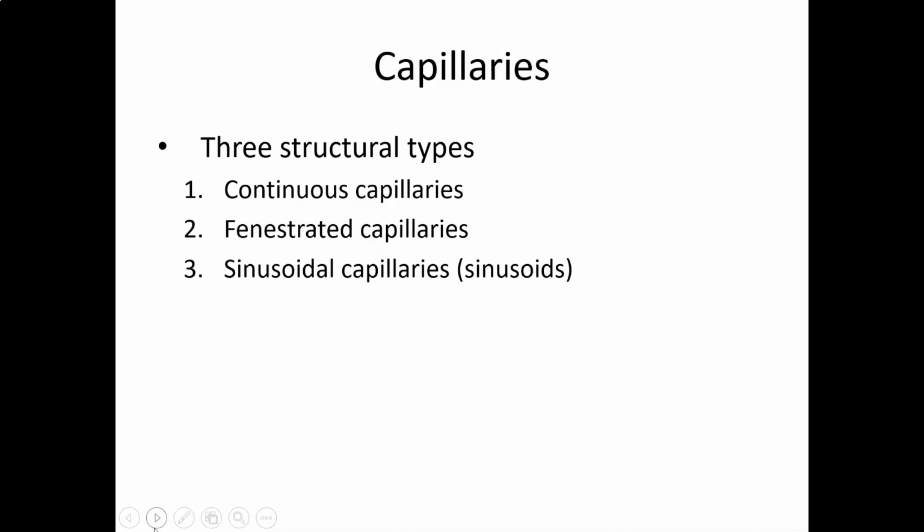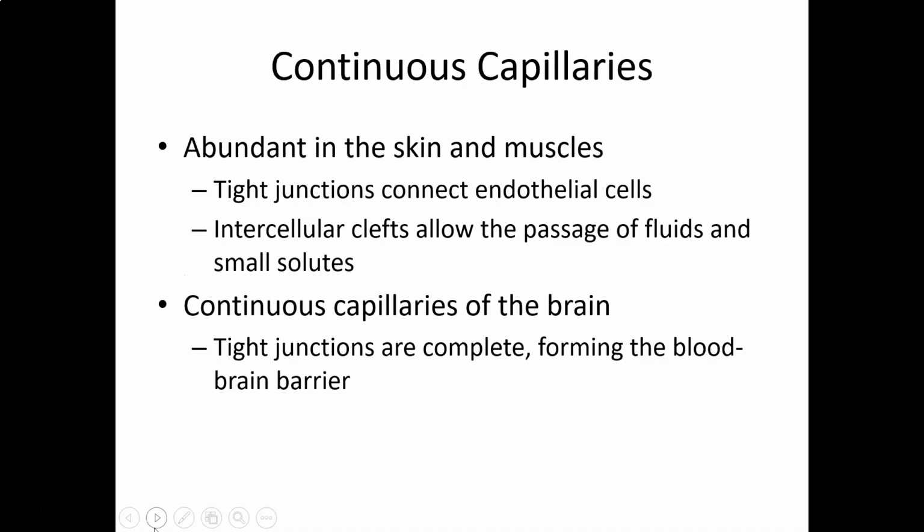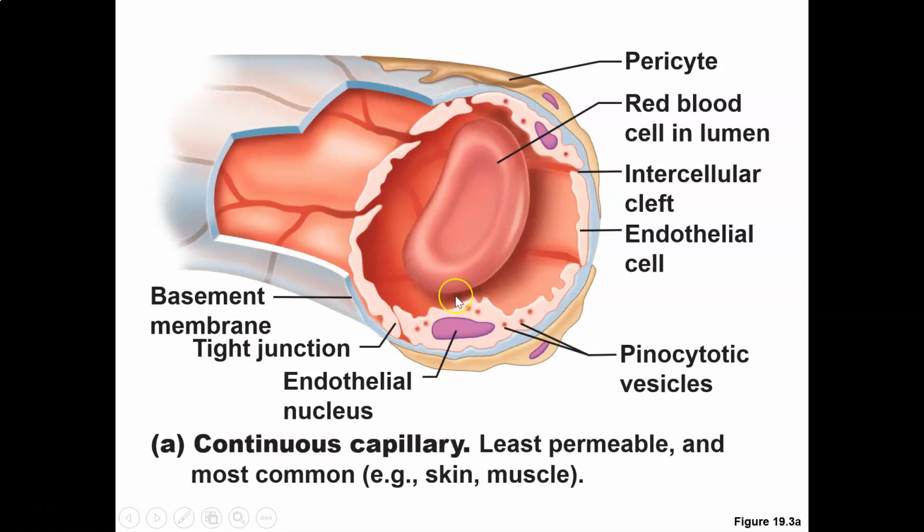Now, there are three structural types of capillaries: continuous, fenestrated, and sinusoidal. Continuous capillaries are the most common capillary. They're also the least permeable. The cells are held together by tight junctions, so it's a little difficult to get stuff in between the cells. There are some gaps, we call them intercellular clefts, that let stuff out. In the brain, however, those tight junctions are pretty complete, and that's what makes up the blood-brain barrier. Here are our tight junctions. If you're in the bloodstream and you want to get out, you've got to go through these intercellular clefts.